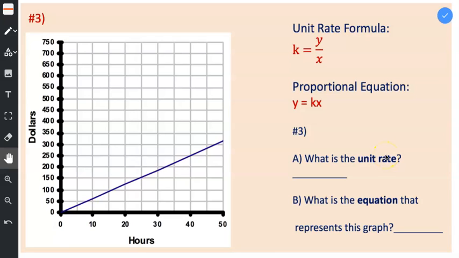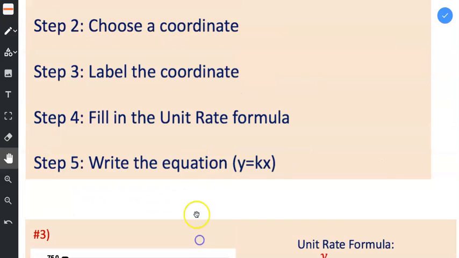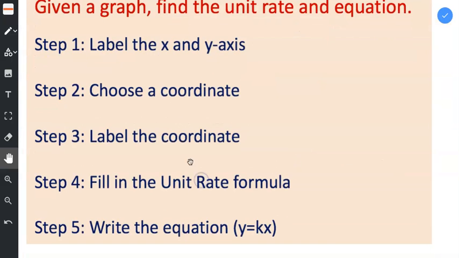Problem number 3. We're going to be finding the unit rate, and we're also going to find the equation that represents this graph line. And we're going to do this using our steps. And I'm going to use it like a checklist this time. Given a graph, find the unit rate and equation.